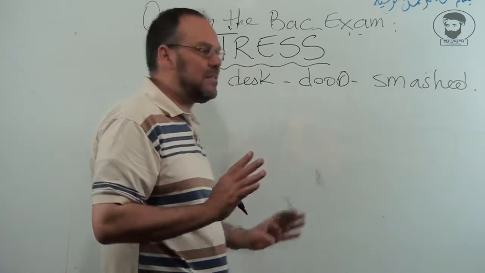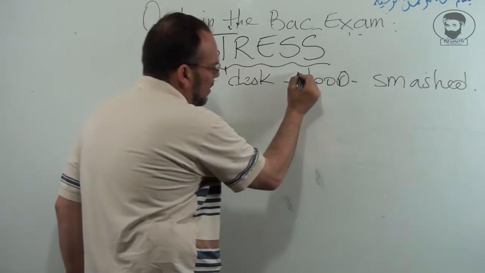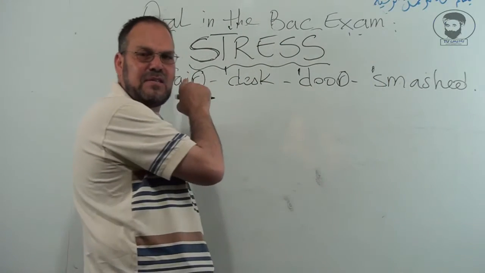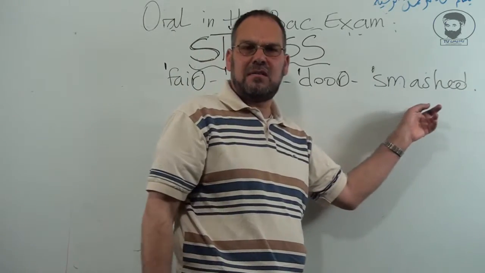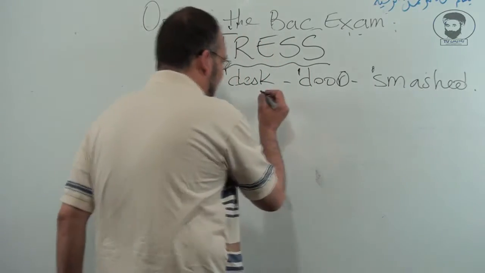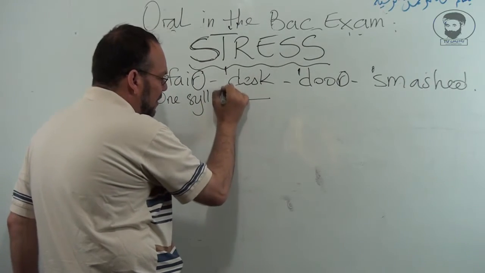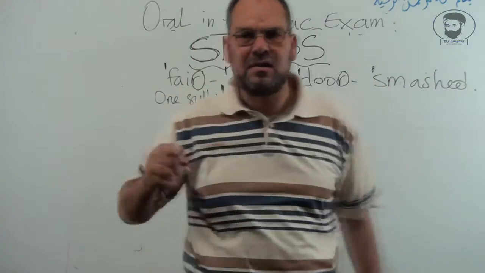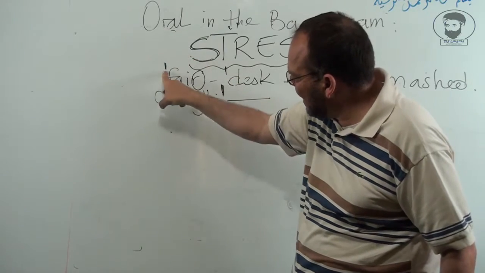So the rule for one syllable is very easy. We stress the first: far, desk, door, smashed. When there's one syllable, you put the stress here. Now, the stress mark is placed before the first letter of the word. It's not like this, it's like this.